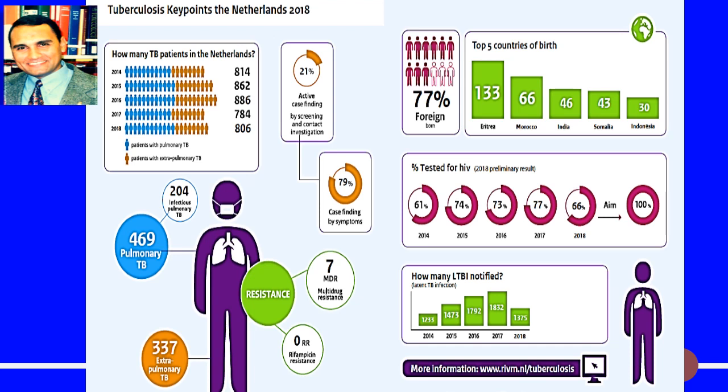21% of these cases are found actively by screening and contact investigation, while 79% are found by symptom appearance. When analyzing the persons, they found that 77% are foreign persons coming from other countries, such as Ethiopia, Morocco, India, and Somalia.